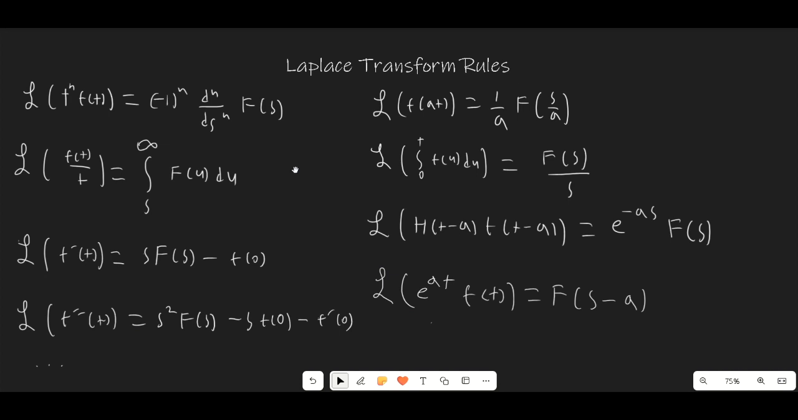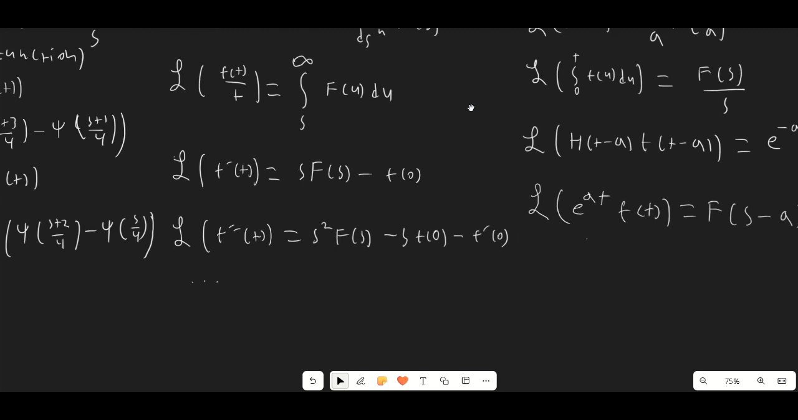So all of these rules are really important. Probably the most useful one on a regular basis is this one right here with f of t over t, and this one right here with the Laplace transform of f prime of t, as well as maybe this one right here with the Laplace transform of f of at. And we'll see some cases of that in the future.